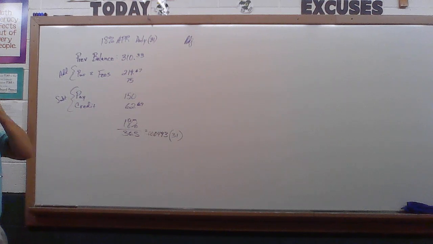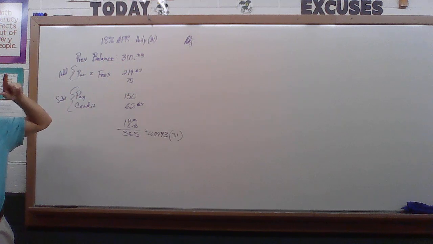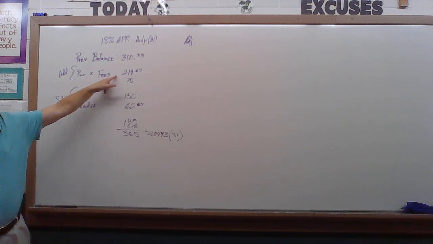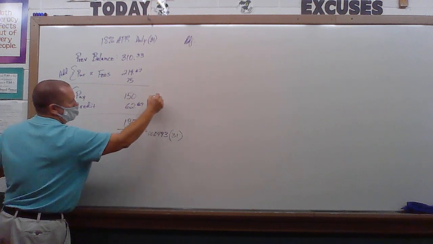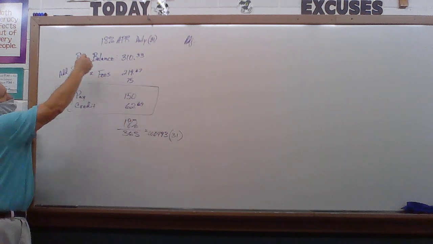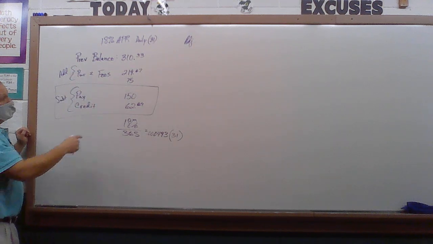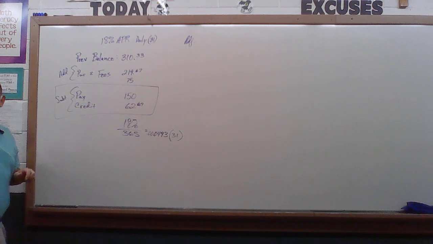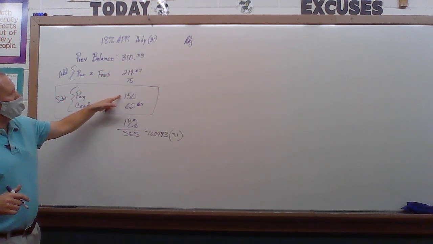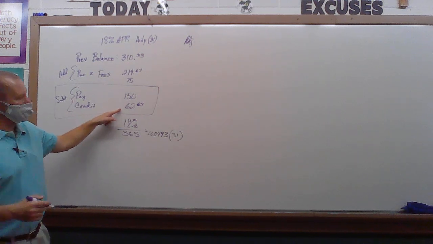So remember now, because we're doing the adjusted balance, we're taking our previous balance, 310, and doing what? Subtracting my payments and credits. Subtract these 2 things. Do not do anything with the purchases and fees. We're doing this box one. So we're going to subtract these out. And again, this is why we like this one, because it's way less, right? So 310.33 minus 150 minus 62.69. And what'd you come up with?